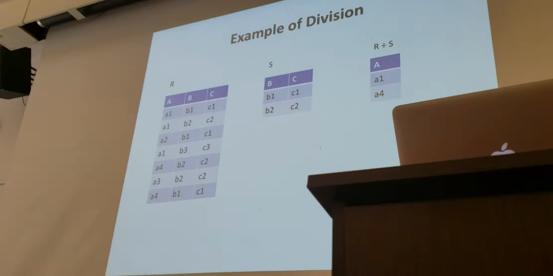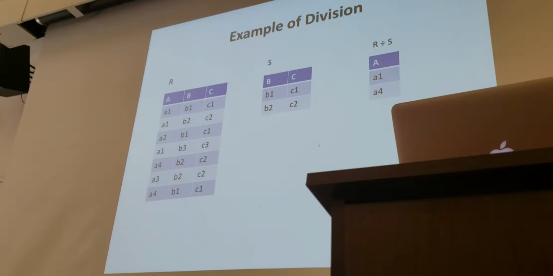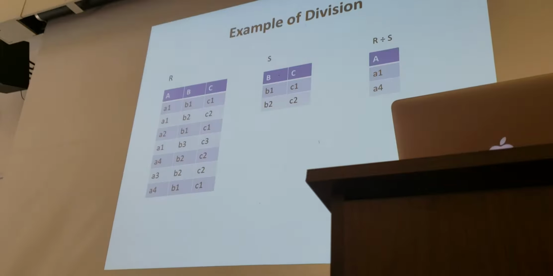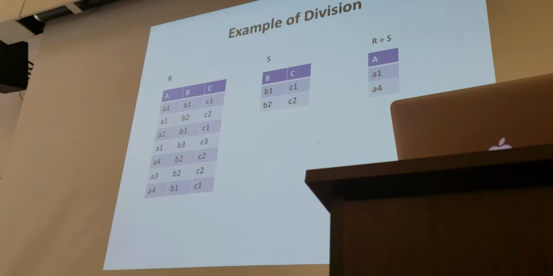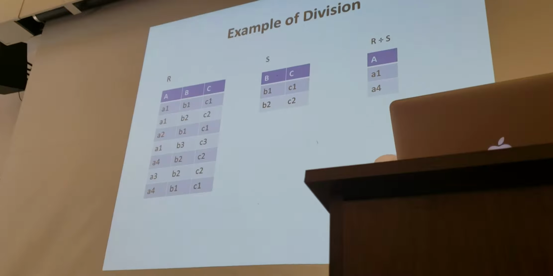So let's see. I have B1, C1 inside S. What are the A's that have B1, C1 appearing in the BC columns, and also have B2, C2 appearing in the columns? So I see there's an A1, B1, C1, but that doesn't tell me that A1 is the answer. There would also have to be an A1, B2, C2, and behold, there it is. So A1 is going to be in the answer.